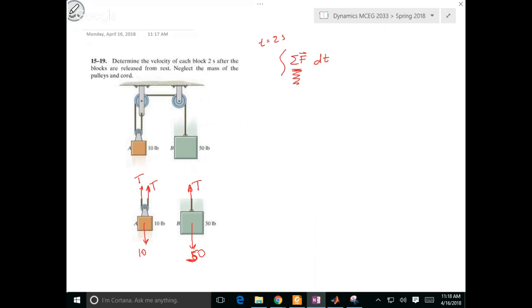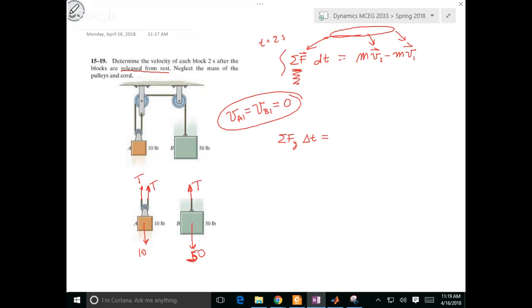So if I look at the block to the right, or B, basically I get the sum of the forces in the Y times delta T. So here, this should be stated like this. This is a vector, that's a vector, and that's a vector. In my particular case, I'm just doing it only in the Y. Okay, so I think he said they're released from rest. So velocity of A initial equals the velocity of B initial equals 0. But I'll write them down anyway.